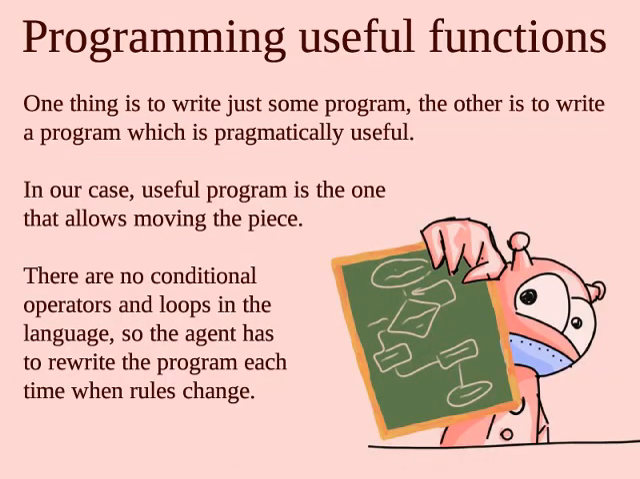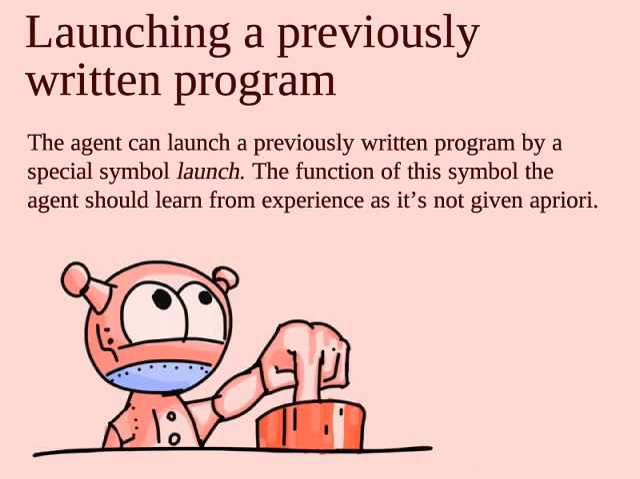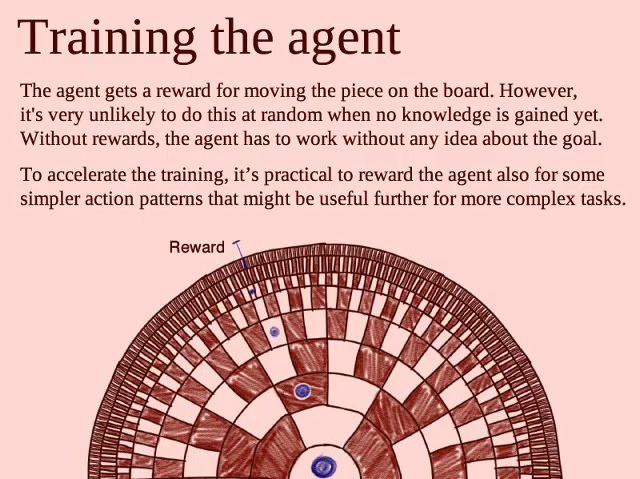The next thing is to program some useful functions. In our case, this means functions able to move the piece. As there are no conditional and loop operators in the language, the agent has to rewrite the program each time the board rules change. And finally, the agent has to learn how to launch the program it has written. This is also very simple, as there is just one special symbol for that, but still the meaning of this symbol needs to be learned by the agent.